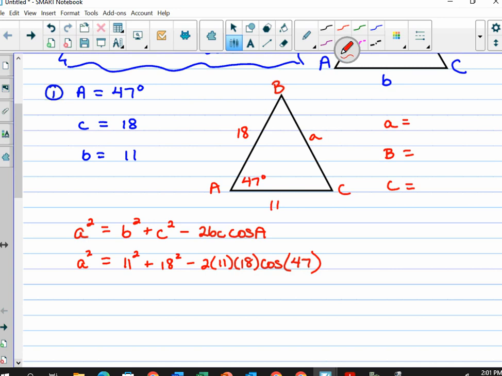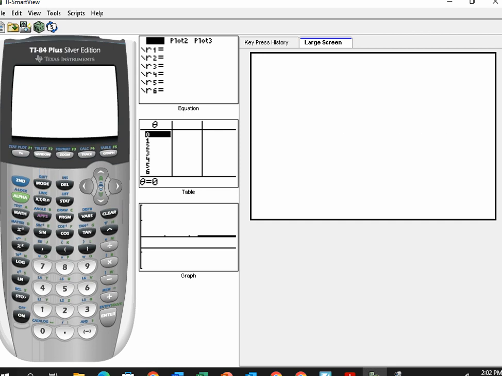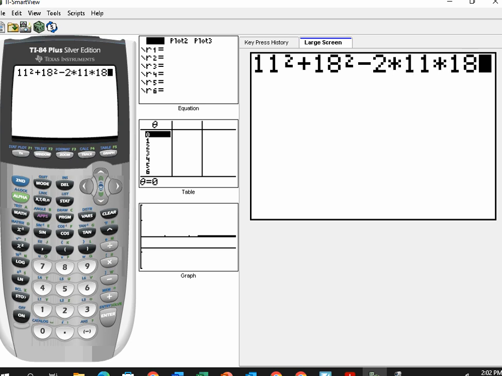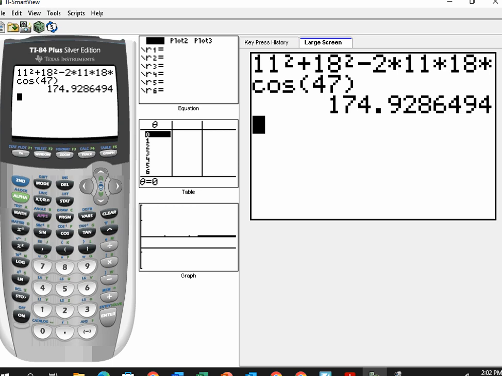Okay. Once you plug it in, guys, on your calculator, do not do 11 squared and write it down, and 18 squared and write it down. I should have warned you before. What you're going to do is key it in all at once. So I'm going to do 11 squared plus 18 squared minus 2 times 11 times 18 times cosine 47. If you are not getting 174.92, let me know.